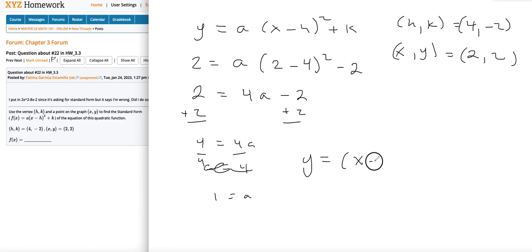So it should be x minus 4 quantity squared minus 2. And then if it had been something else, obviously if this had been -2 or something, there'd be a -2 right there. Cool. Hopefully that helps.